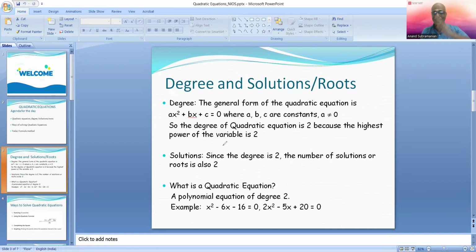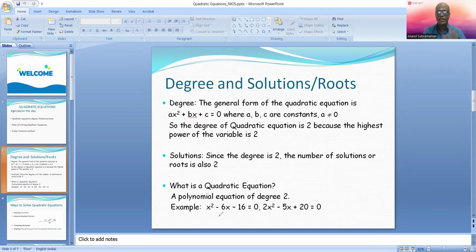Degree of the equation is the maximum power. I already told you in the linear equation, if the maximum power is 1, then it's a linear equation, so the number of solutions is 1. Here it's a quadratic equation. The maximum power of x is 2, so the degree is 2. The solutions are also 2 because the degree is 2. So a polynomial equation of degree 2 is called a quadratic equation.